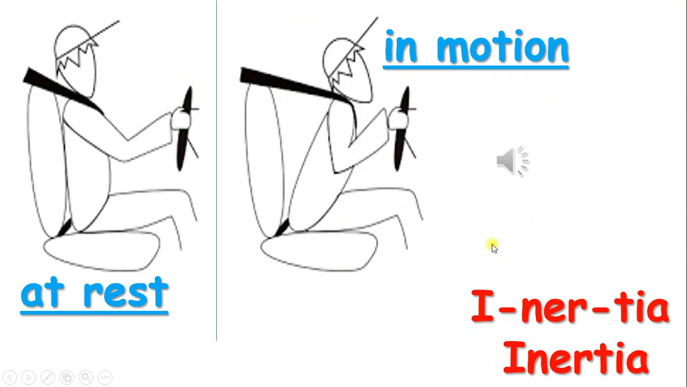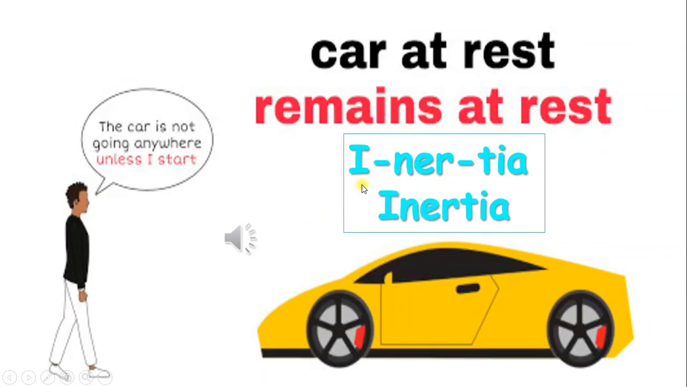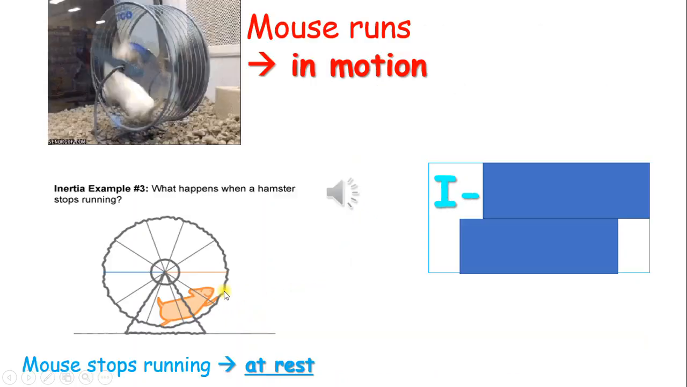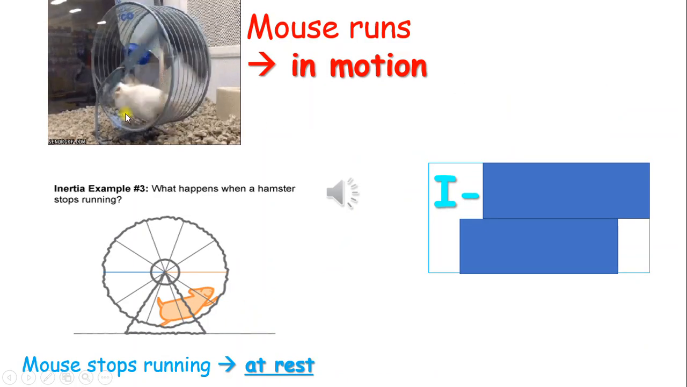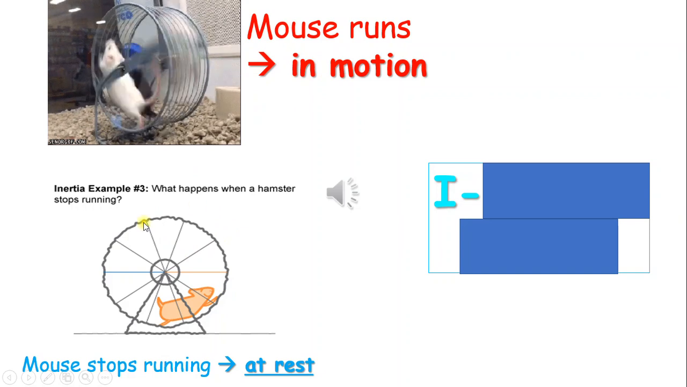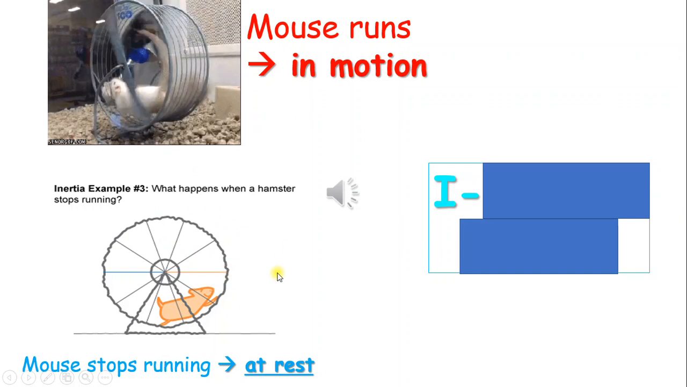Inertia example. At first, the man is at rest. Later, he goes into motion. Inertia example. At first, the car is at rest. It will go into motion whenever a person drives it. When the mouse runs, it is in motion. When the mouse stops running, it is at rest.